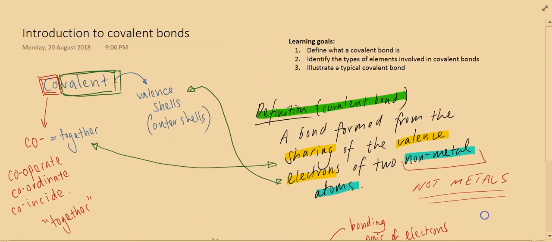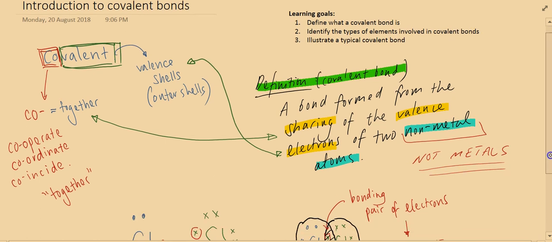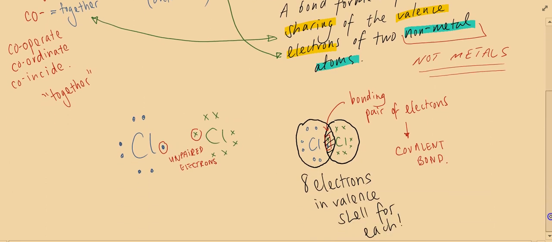So just to recap on what we looked at in this video, we defined what a covalent bond is. That is, it is a bond formed from the sharing of the valence electrons of two non-metal atoms. Non-metal atoms being the types of elements involved in covalent bonds. So metals do not form covalent bonds, at least we don't consider that at this level.